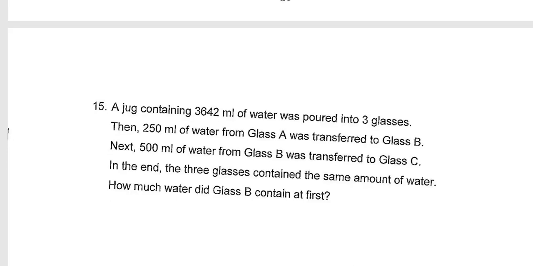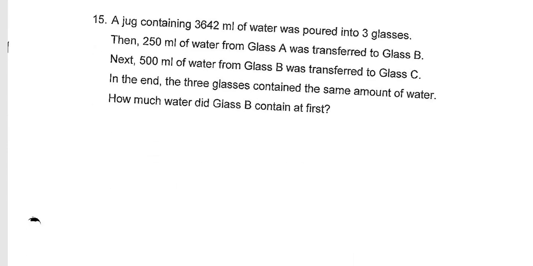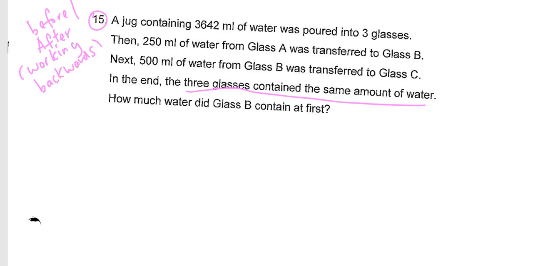Question 15. You have 3 glasses and you pour from A to B, B to C. In the end, all 3 glasses contain the same amount of water. Now this is a question of before and after. Alright, what we learned in primary 4 is something to do with what we call working backwards. Okay, you want to take the time machine to go back to the time before.